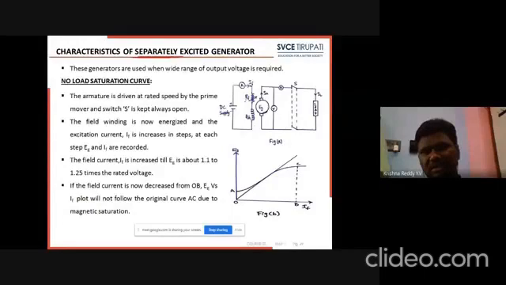In the case of a separately excited generator, the current required for the field winding is supplied with the help of some external DC source. Here, the field winding, this one on the right-hand side, receives its current from an external DC source. That is known as a separately excited DC generator. As the supply is given, it gives a certain amount of field current IF.